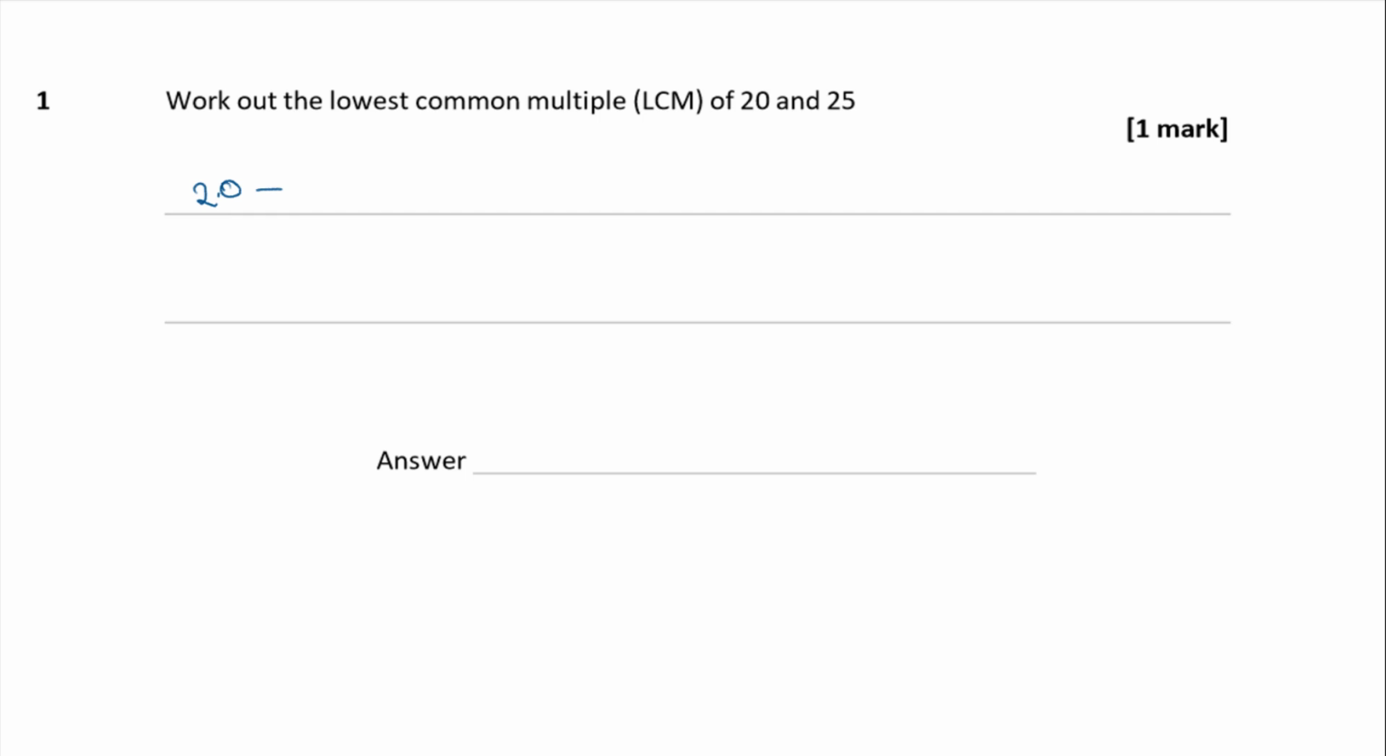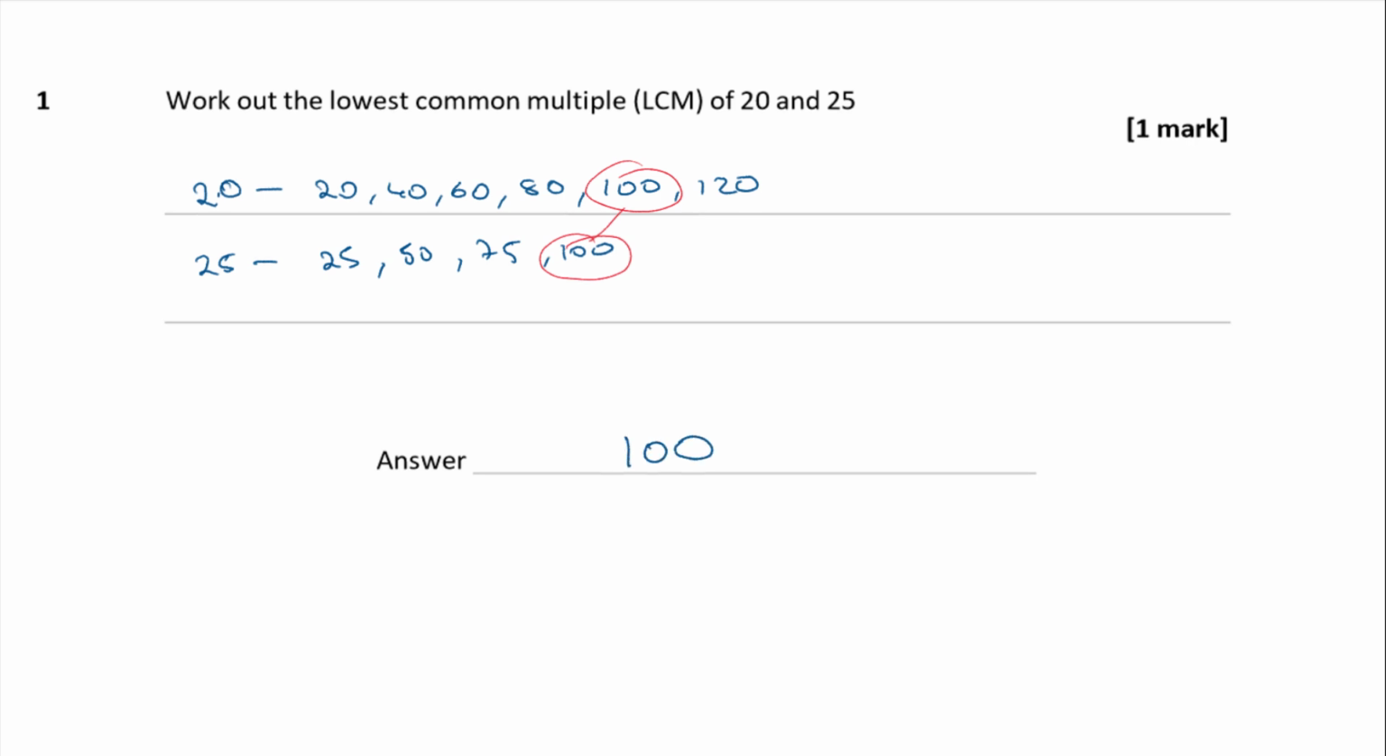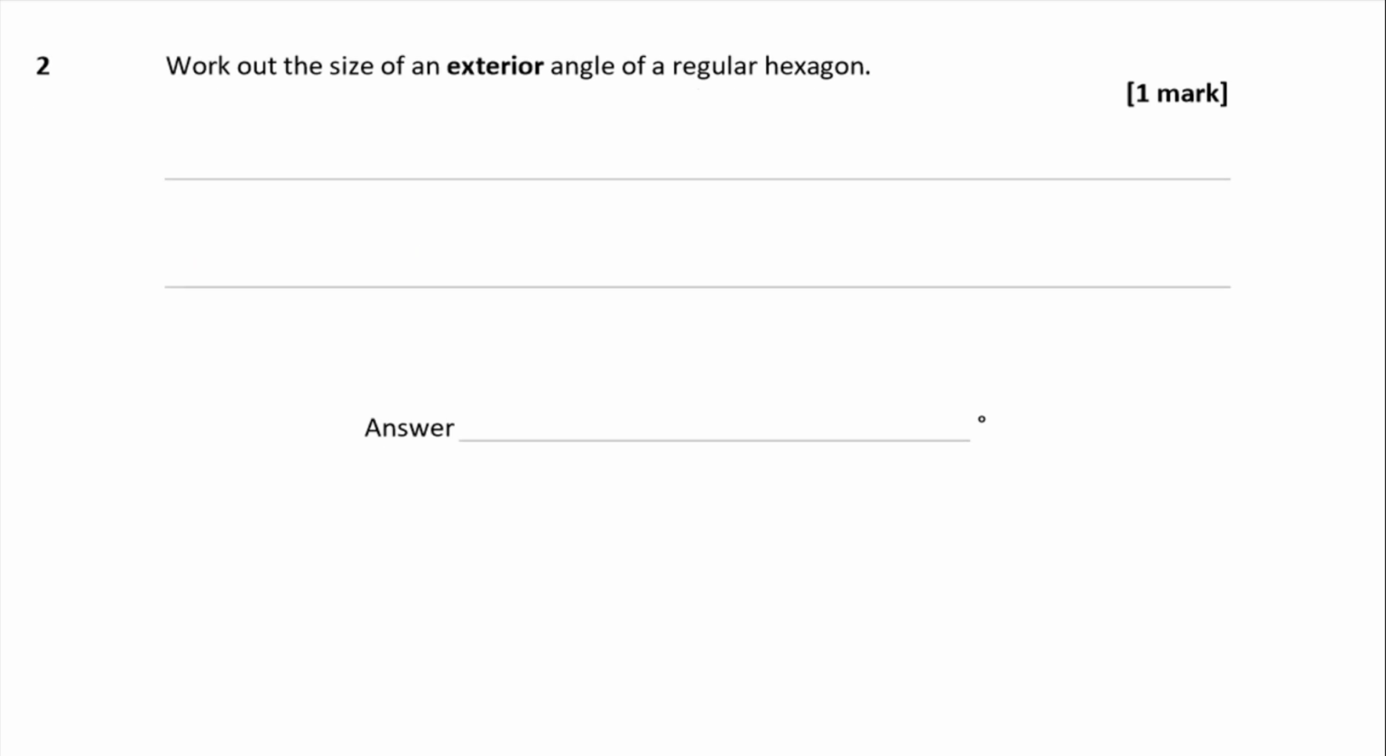So multiples of 20 are 20, 40, 60, 80, 100, 120 and so on. And 25 is 25, 50, 75, 100. Oh look, 100. That's on both lists. So that is our lowest common multiple there then, isn't it? So LCM is 100.